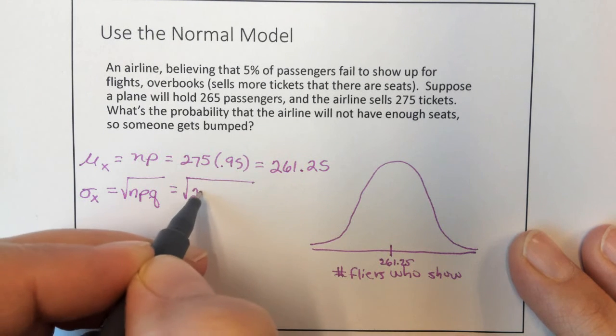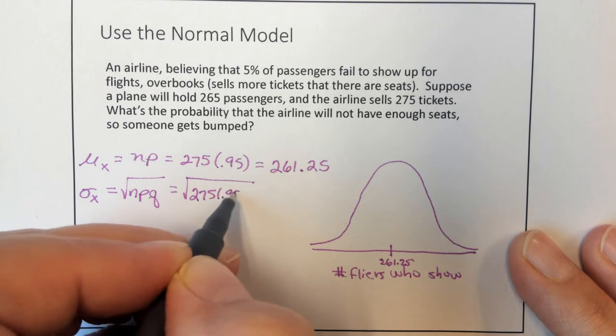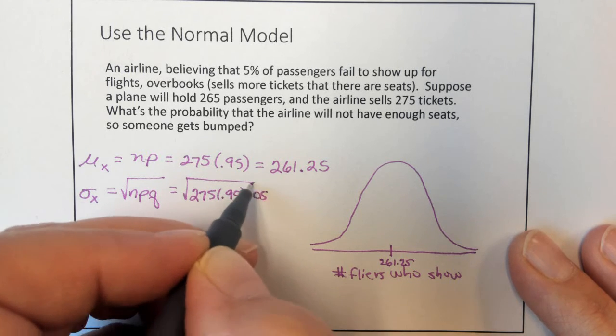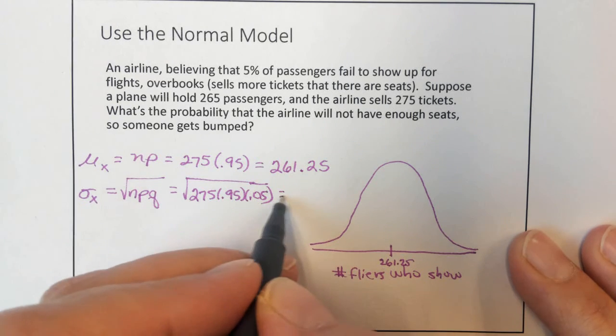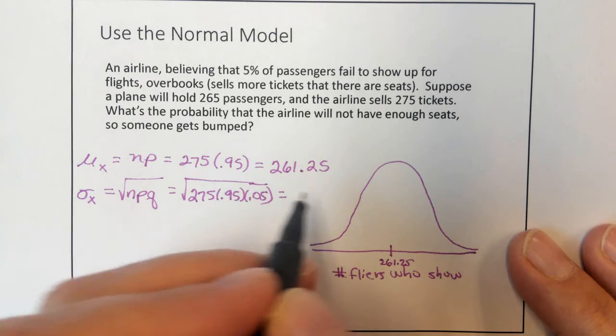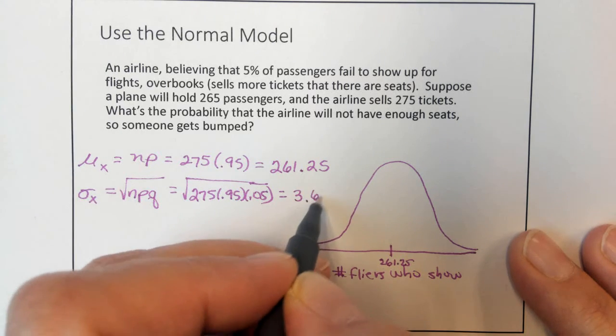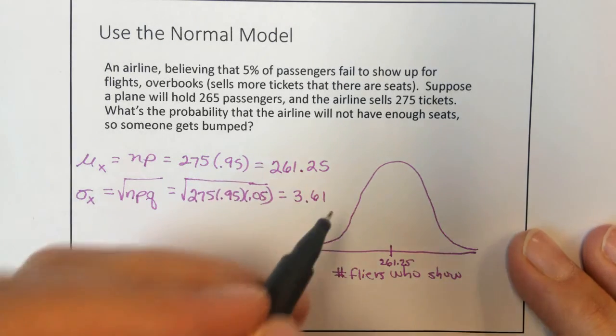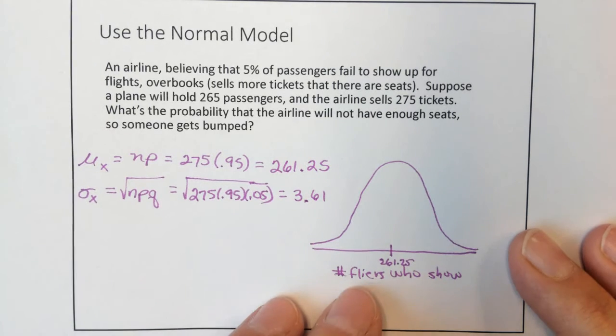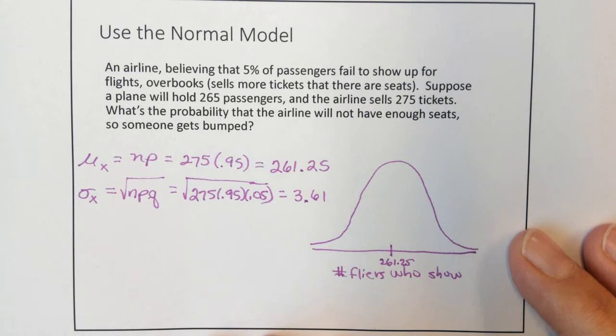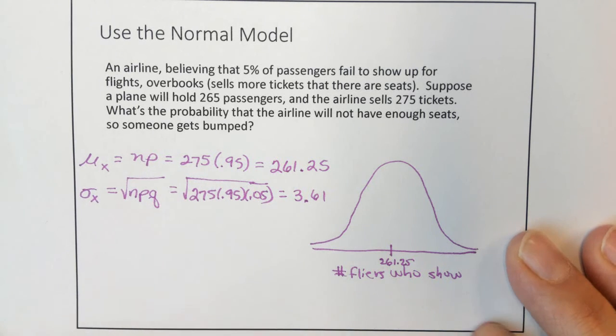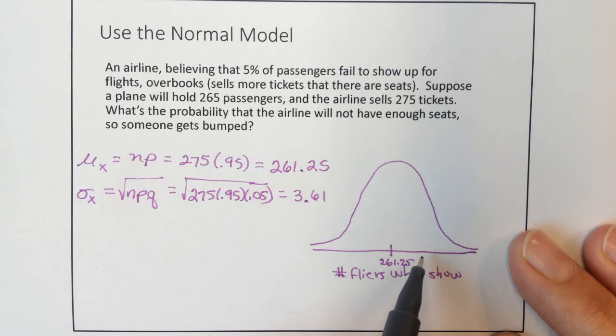So that's the square root of 275 times 0.95 times 0.05, which is pretty ugly. It's about 3.61. So of course we got some round off error there, but this is just a model. It's just an estimate. It's just a best guess. It's not going to be perfect anyway, so we're just going to let the round off error be there. Okay, so one standard deviation above the mean is getting pretty darn close to 265.